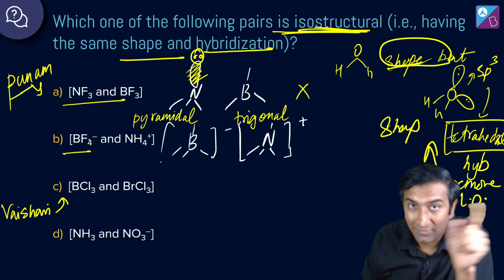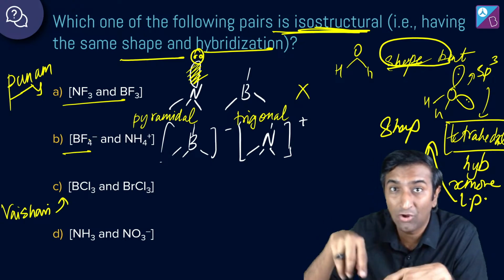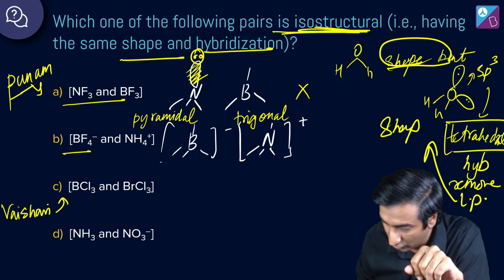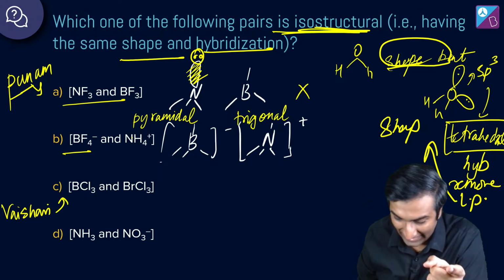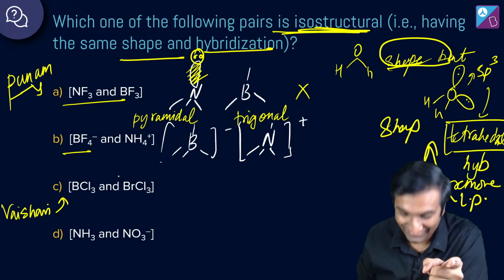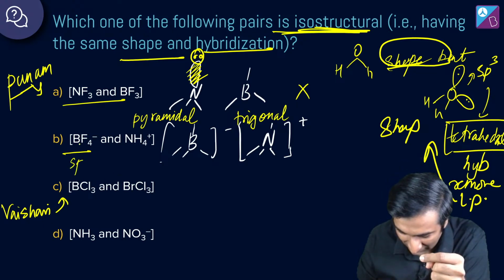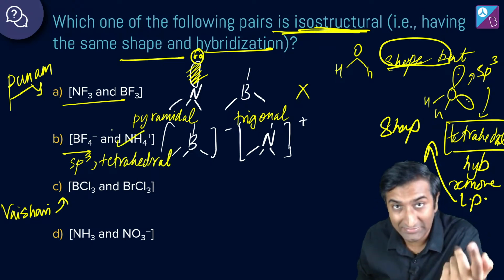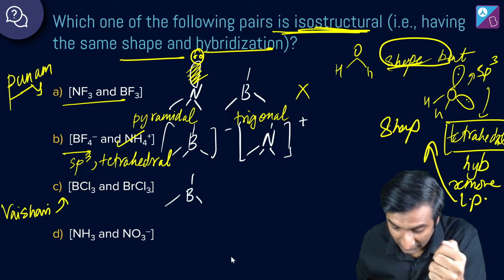नाउ BF4 माइनस, आपको बताया था, BF3 में एक एम्प्टी ऑर्बिटल था, F माइनस आ गया वहां पे, है ना? तो ये दोनों सेम लग रहा है ना? देखो, शेप भी सेम है और हाइब्रिडाइजेशन भी सेम है ना? दोनों sp3 है और दोनों है टेट्राहेड्रल, तो यही हो गया आंसर. आई फील दिस शुड बी द राइट आंसर. We'll just see the other two. मुझे तो लगता है ये आंसर होना चाहिए.